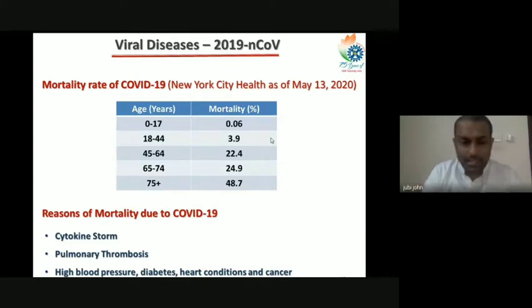And finally, the other reasons are old people with high blood pressure, diabetes, heart problems, and cancer. These can also lead to death due to COVID-19.